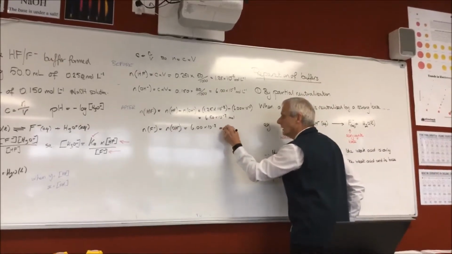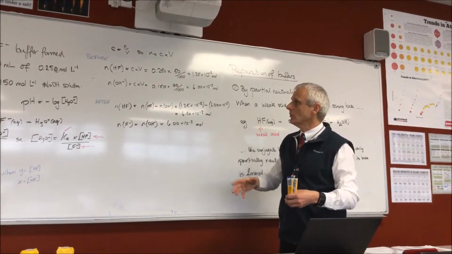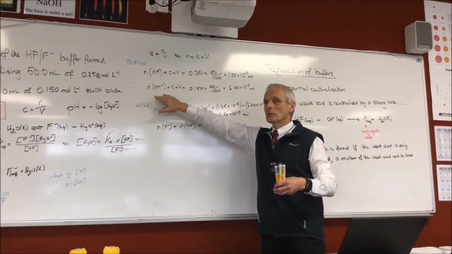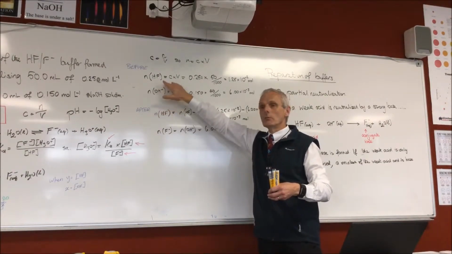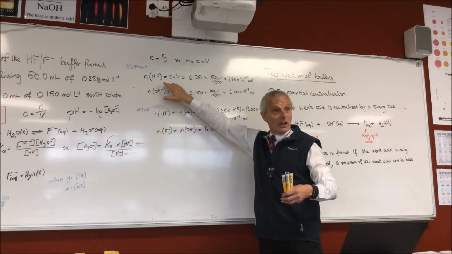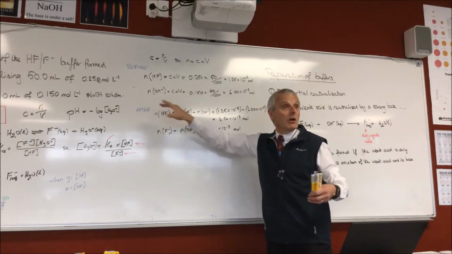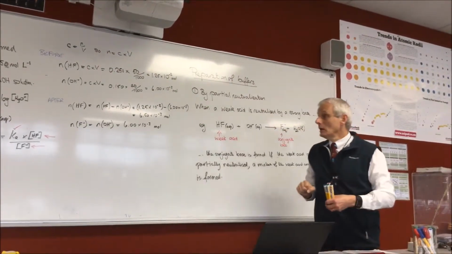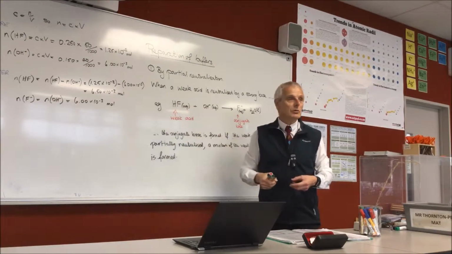Okay? So it's a relatively straightforward procedure when you've done this a few times. You work out the amount of the weak acid, you work out the amount of the strong base, you subtract the strong base away from the weak acid, and that gives you the amount of weak acid left, and the amount of the strong base is actually the amount of the conjugate base that you form. Okay? So now we've got those two amounts, we need to convert them into a concentration.